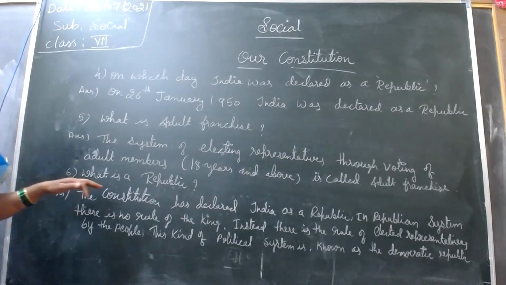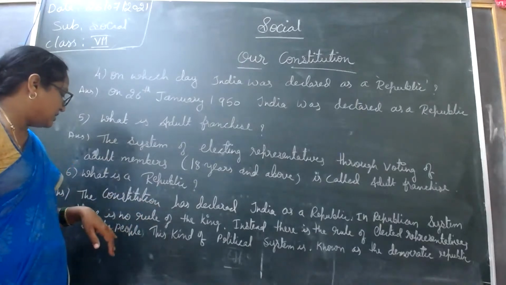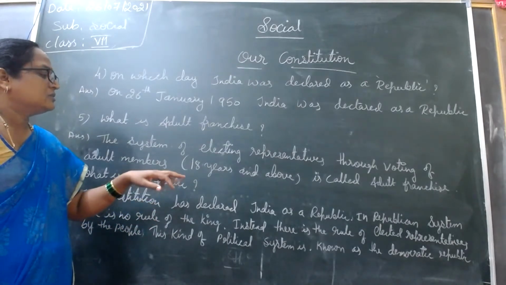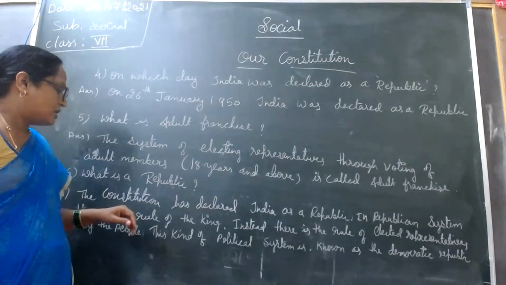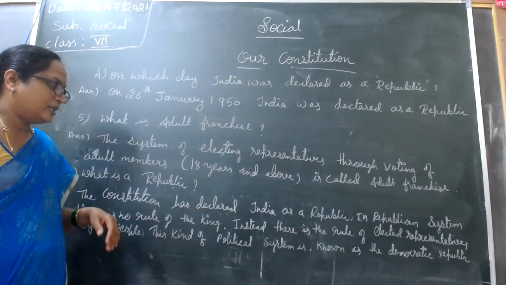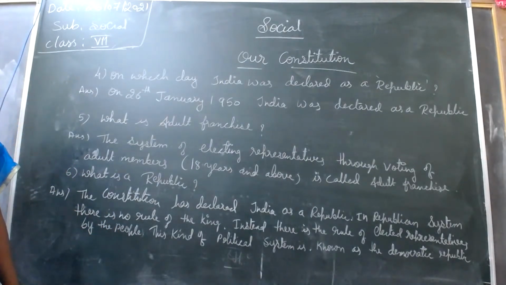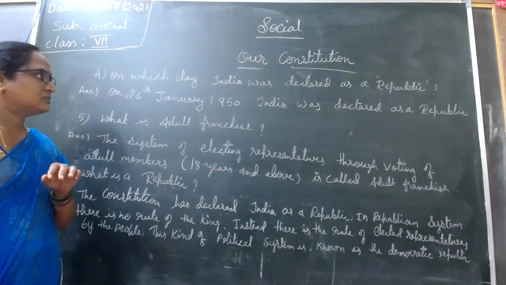What is a republic? The constitution has declared India as a republic. In the republican system, there is no rule of the king. Instead, there is the rule of elected representatives by the people. This kind of political system is known as a democratic republic.